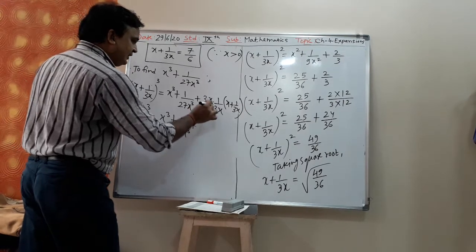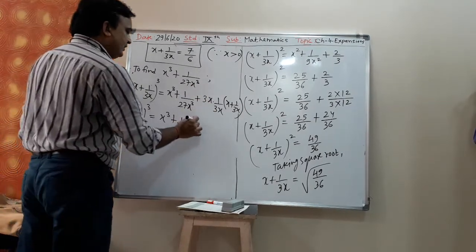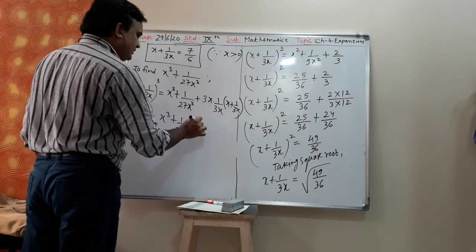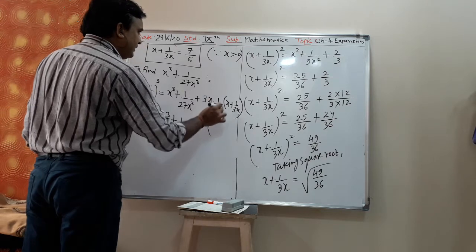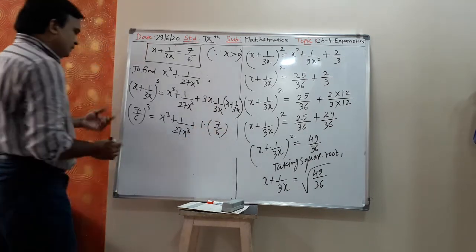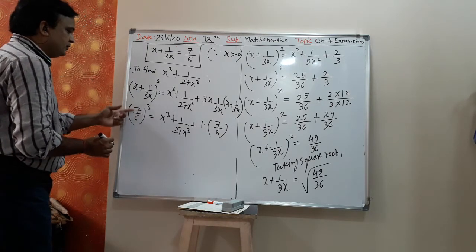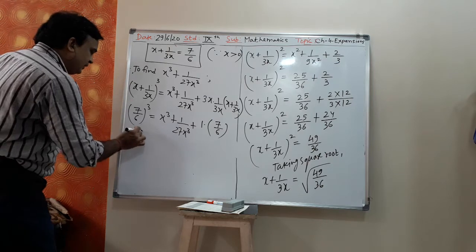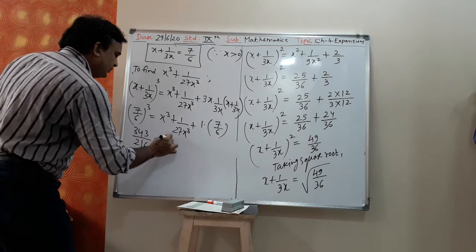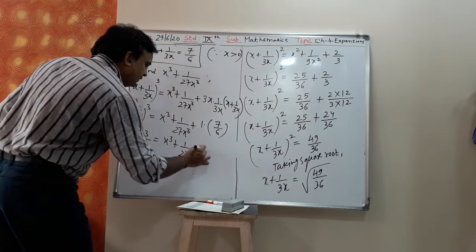plus, x's get cancelled, 3 get cancelled. So 3x get cancelled, what is left? 1. 1 into x plus 1 upon 3x is 7 by 6. So this side we simplify, 7 cube upon 6 cube, 343 upon 216. 216 is x cube plus 1 upon 27 x cube plus 7 by 6.